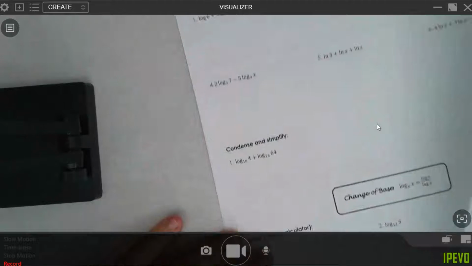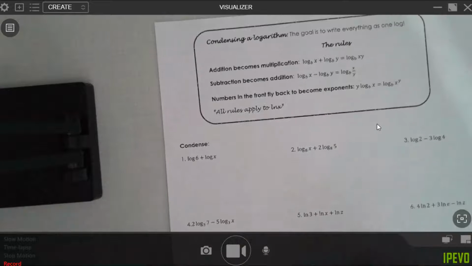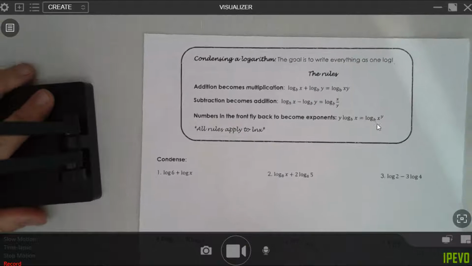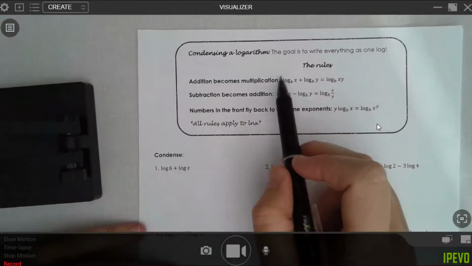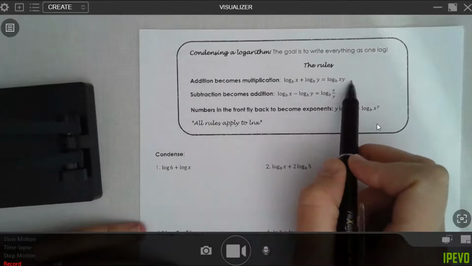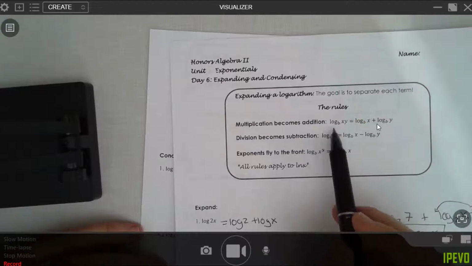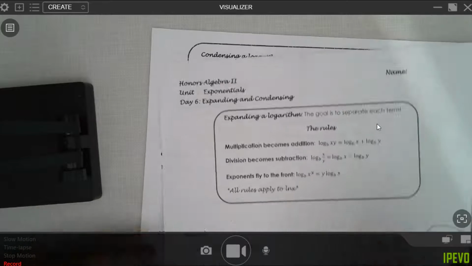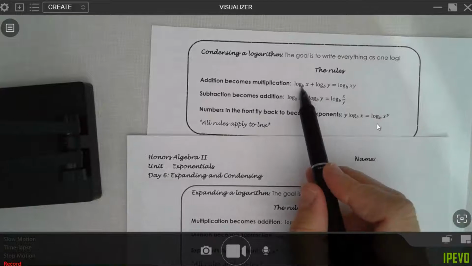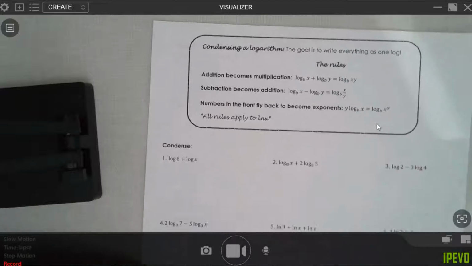expanded and simplified part. So for condensing, we're still using the same rules, but we're going to go backwards. So it's written out this way, so now we're going to condense it. See, it's the same rules as the front, we just wrote them backwards. So this is expanding, goes out that way. So condensing, we're just going to go plus to the multiplication.